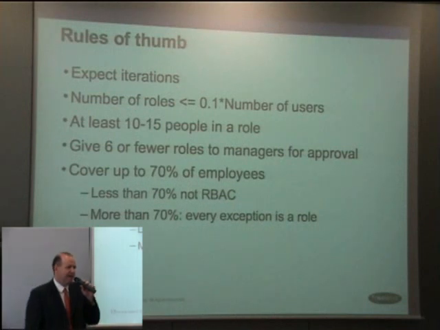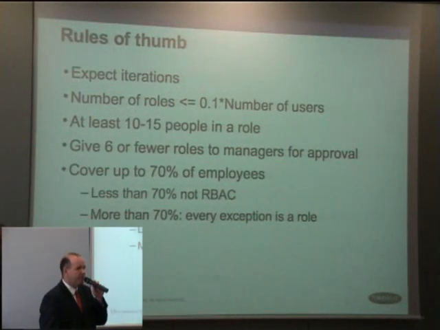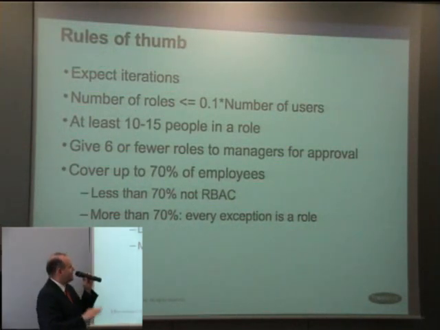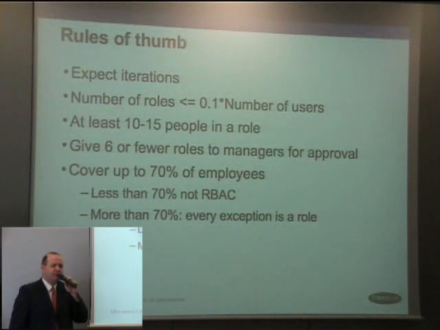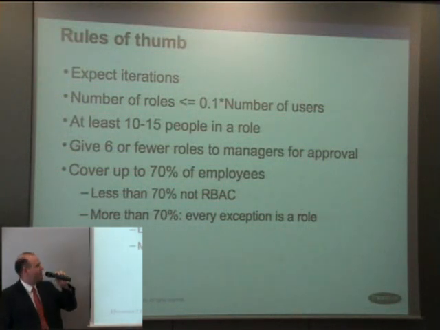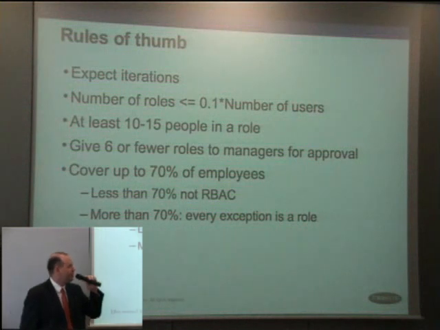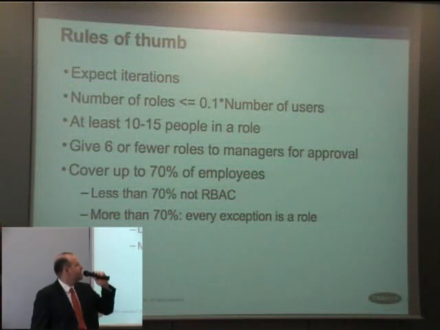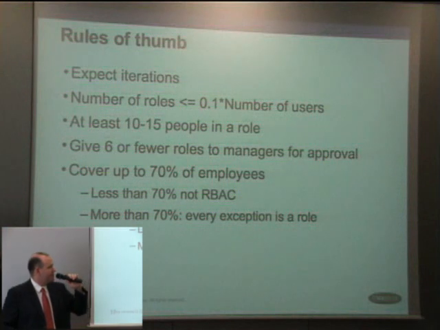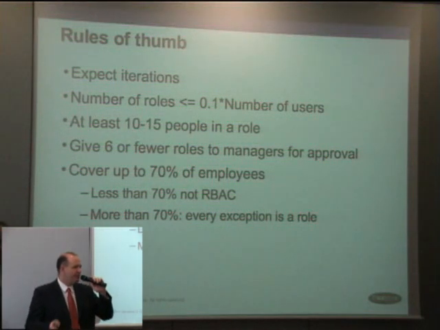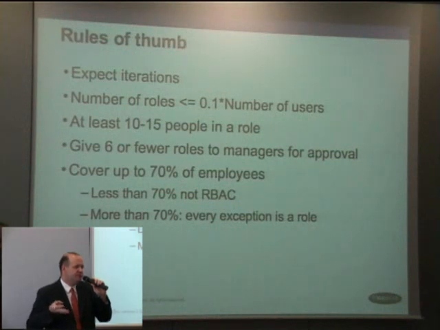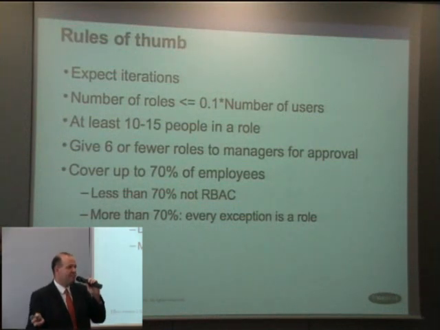And finally, you probably have to cover up to 70% of your employees. If you cover much less than 70% of your employees, that means you're not doing job roles, right? That's not role-based access control, not automation. If you do more than 70%, then every exception is a role, and you're basically past the point of diminishing returns. So you're just spending your time on trying to implement this for everyone.